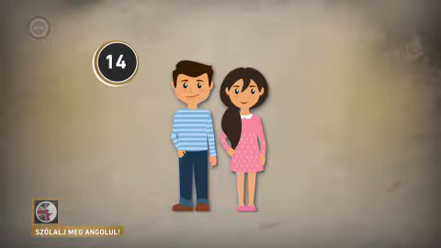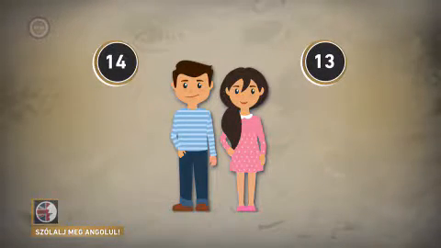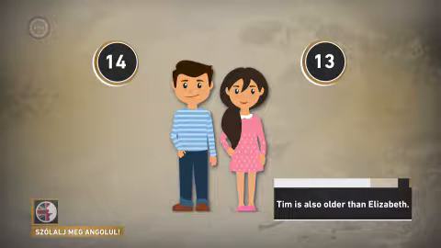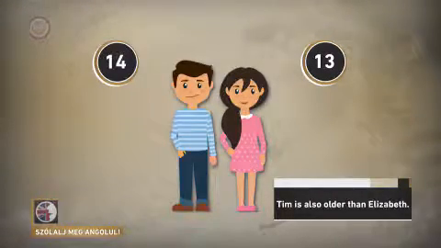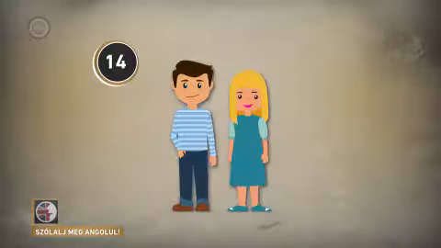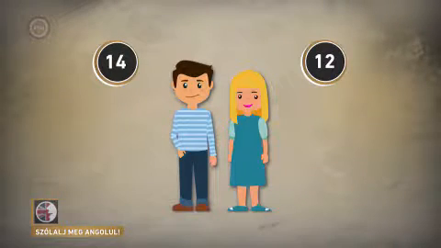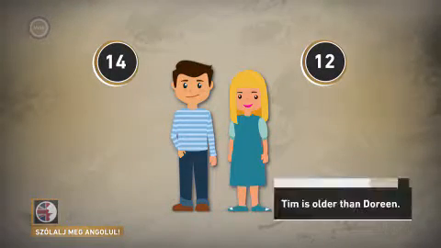Good. Now, what about a sentence about Tim and Elizabeth? Tim is 14 and Elizabeth is 30. So, Tim is also older than Elizabeth. Okay, we're on a roll. Tim is 14 and Doreen is 12. So Tim is older than Doreen. In fact, Tim is older than John and Elizabeth and Doreen.